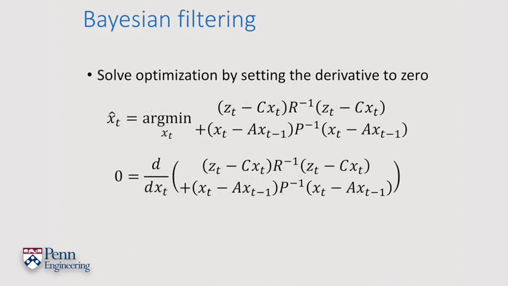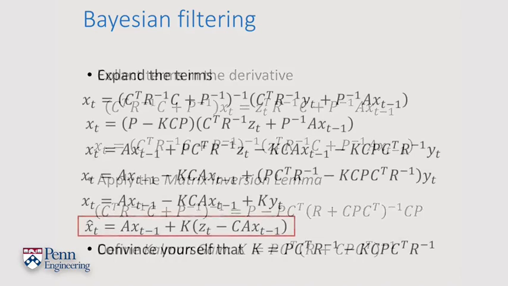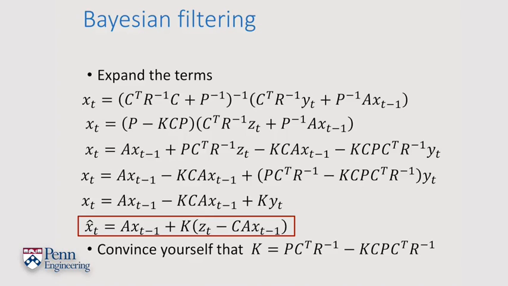In the new summation expressions, we solve the optimization by taking the derivative and setting to 0. The summation expression makes it easy to collect terms and solve for x of t. Using the matrix inversion lemma, we can establish what is known as the Kalman gain. After expanding terms, we can see that the Kalman gain shows how to update our state based on the difference between our measurement z of t and our predicted measurement.